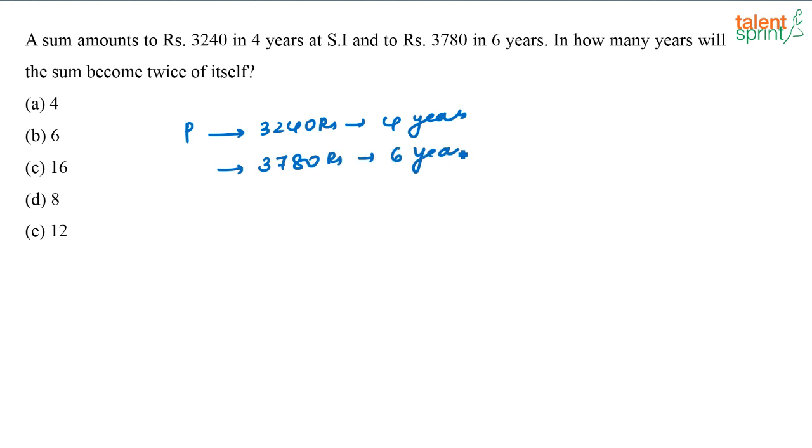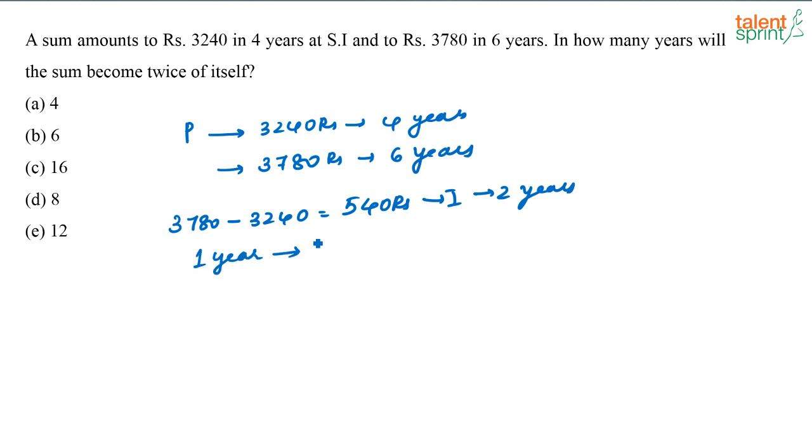In 6 years this principal is becoming 3780 rupees. So what is the interest that we have received in 2 years' time? It is nothing but 3780 minus 3240, or I can say we have received 540 rupees as interest for 2 years. So we know that in simple interest every year we get the same amount as interest. So for 1 year, the interest that we are getting is 540 by 2, or 270 rupees.